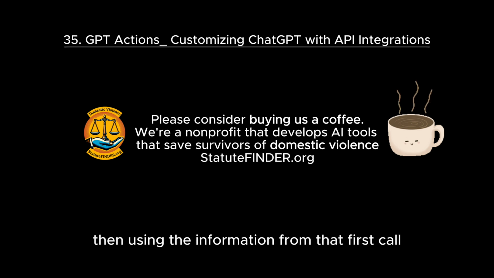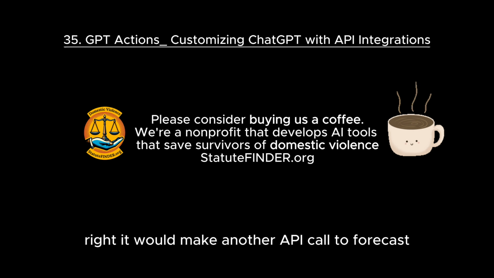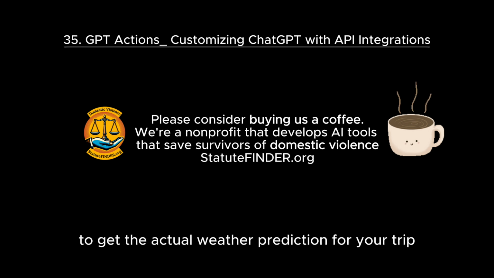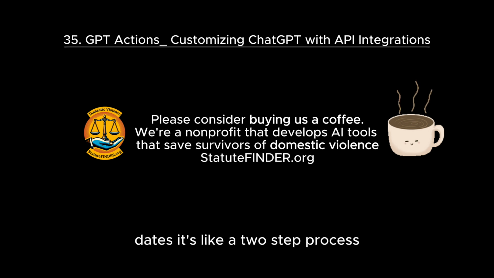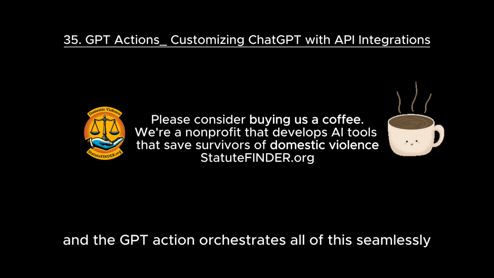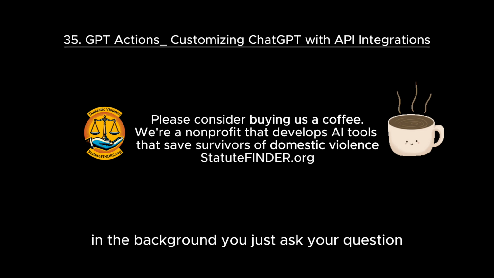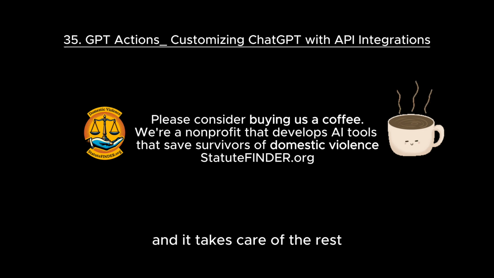Exactly. Then, using the information from that first call, it would make another API call to forecast to get the actual weather prediction for your trip dates. So it's like a two-step process. First, find the right location, then fetch the forecast. You got it. And the GPT action orchestrates all of this seamlessly in the background. You just ask your question and it takes care of the rest.